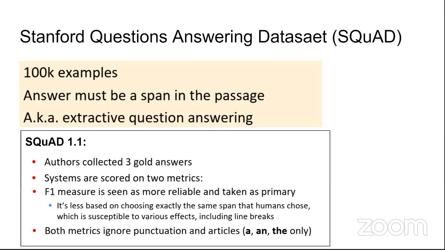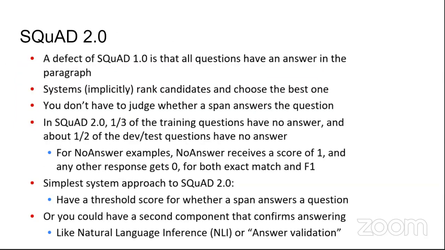And in SQuAD 1.1, the authors collected 3 gold answers for questions, and the systems that competed in the competition were scored on 2 metrics. Just like TREC used to host a competition, the SQuAD dataset creators also hosted a competition, and people created question answering systems and tried to answer the questions using the SQuAD dataset, and they were scored on 2 metrics. The F1 measure is one of the more popular measures, which was seen as reliable and taken as the primary score. Both the metrics ignored punctuation and articles. SQuAD 2.0 came out because they identified that 1.0 had some problems.